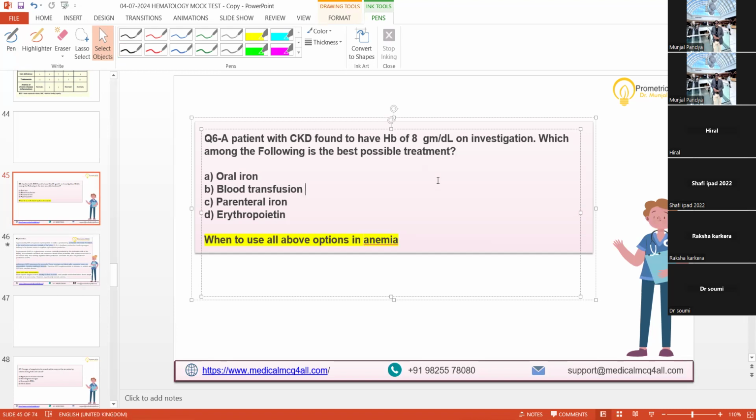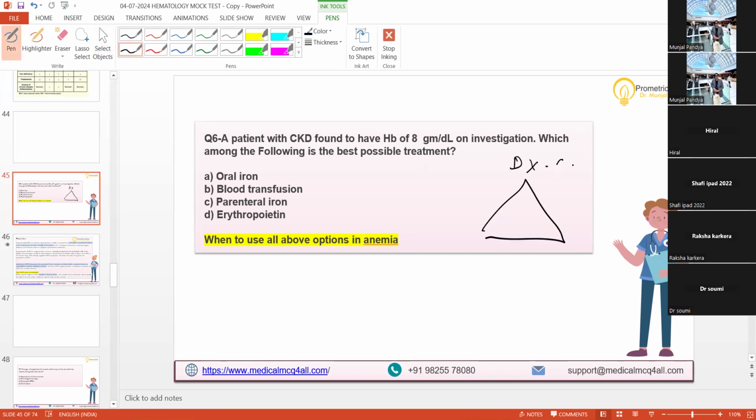So again, you need to know the triad: diagnosis, investigation, and treatment. Here the diagnosis they have given is chronic renal failure, CRF. The investigation shows a hemoglobin of 8 gram. Now they are asking for the best possible treatment: oral iron, blood transfusion, parenteral iron, or erythropoietin. You need to justify what is the best.